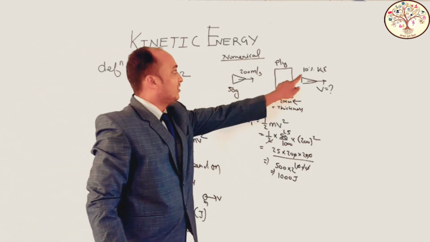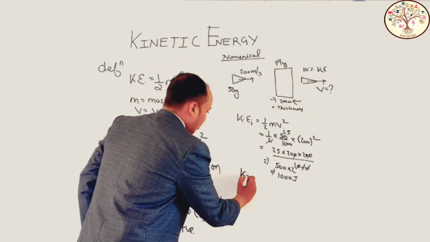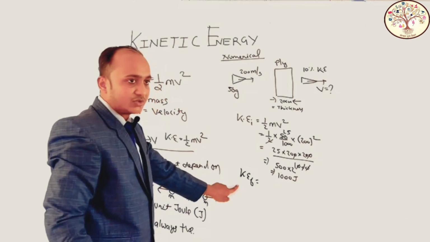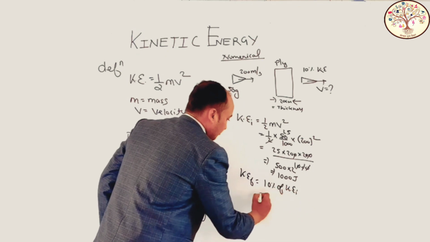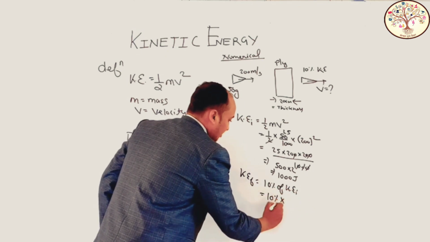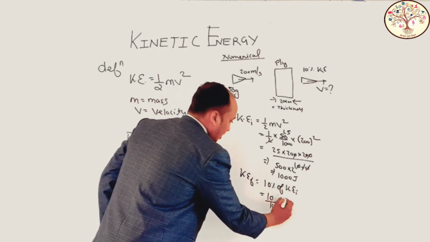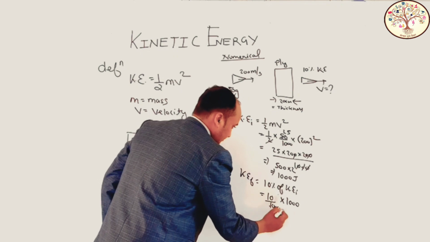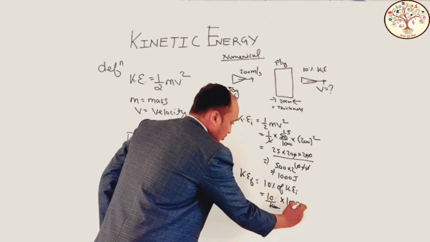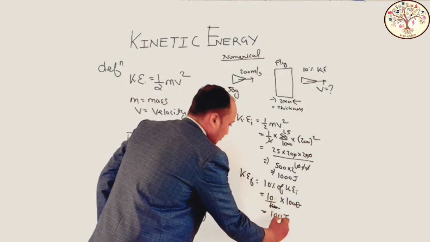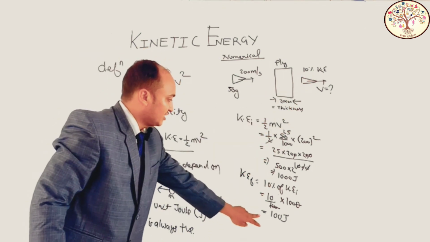As given in the question, it emerges with only 10% of its initial kinetic energy. So let us see what its final kinetic energy will be. According to the question, the final kinetic energy is 10% of the initial kinetic energy. We already calculated the initial kinetic energy, which comes to be 1000. So we multiply by 10 upon 100, and 10 will cancel and it will be 100 joule. So after coming out of the ply, its final kinetic energy is 100 joule.